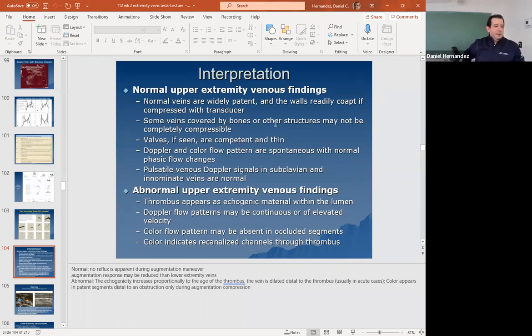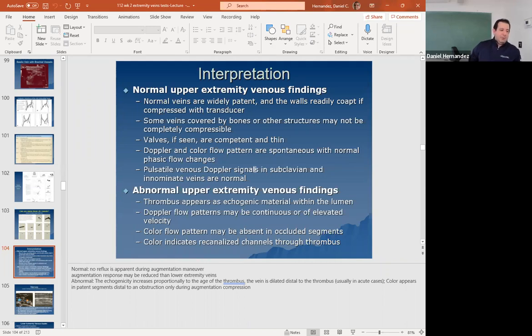All right, interpretation for these vessels. Normal upper extremity venous findings: veins are going to be widely patent, and the walls readily coapt if compressed with the transducer. Some veins are going to be covered by bones and other structures and may not be completely compressible or visible. If valves are seen, they are competent and thin. Doppler and color flow patterns are spontaneous with normal phasic changes. We will see pulsatility of venous signals in the subclavian and innominate, and that's normal.